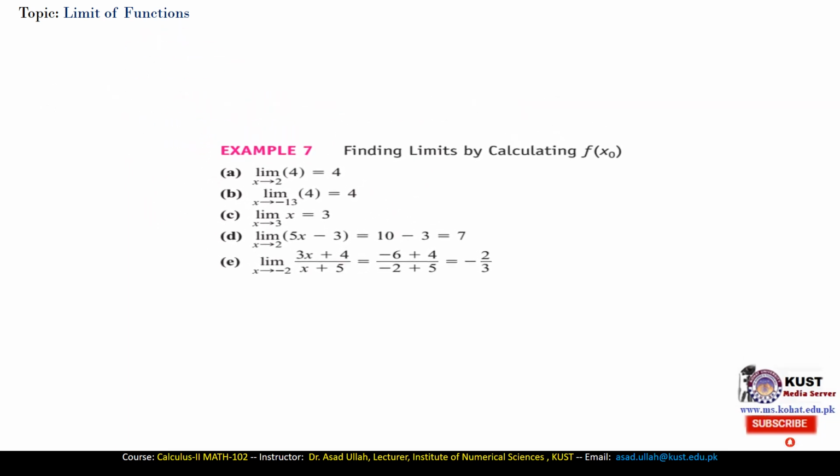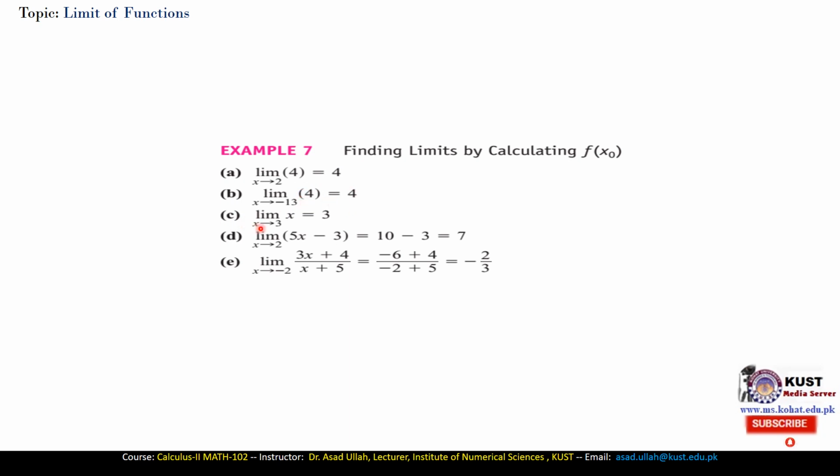Okay, to explain the direct substitution property, I am presenting an example. Here we choose different polynomials. In the first case, f(x) = 4, which is a constant function. Later we will discuss the limit of the constant function by using a theorem. So here when x tends to 2, the constant value is again the constant value. So the limit of the constant is a constant. Similarly, in part B, when x tends to −13, again the limit of the constant 4 is equal to 4.